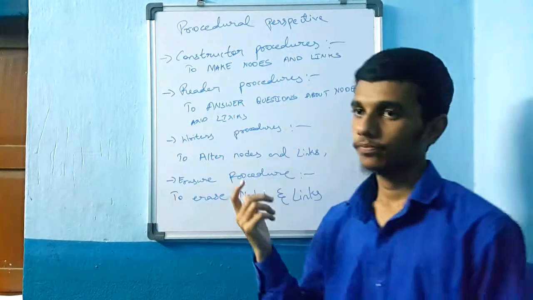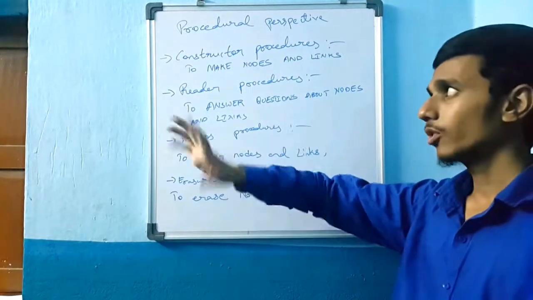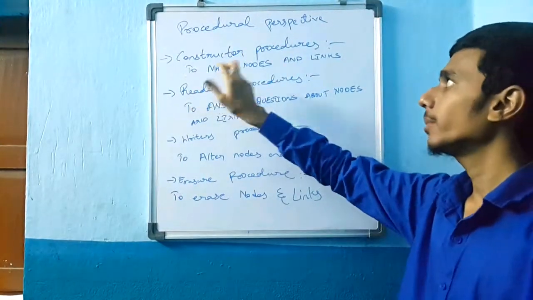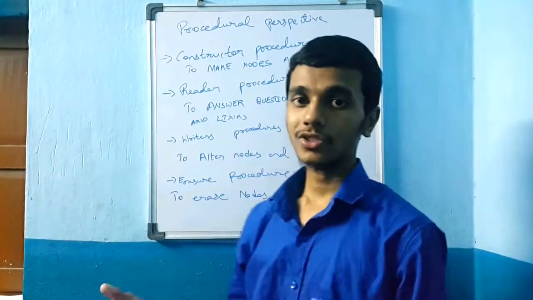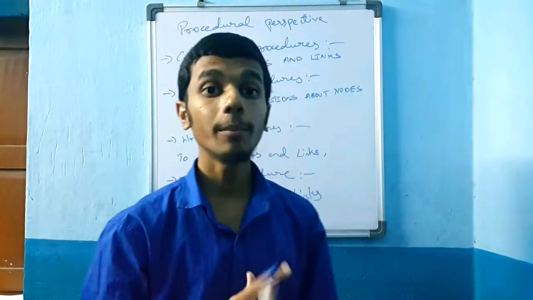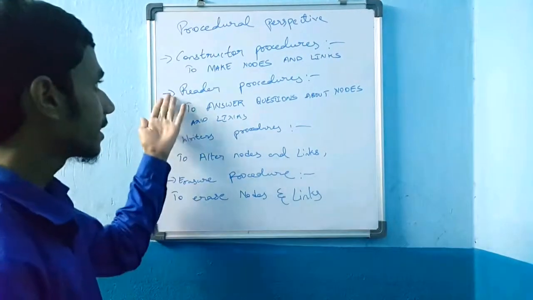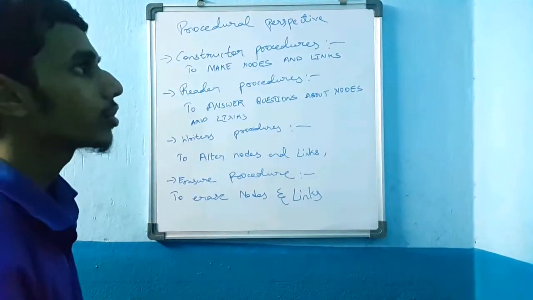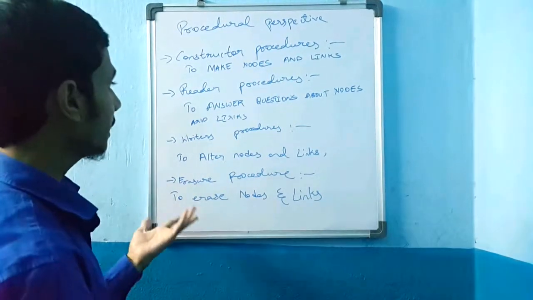What are these? By the name, just remember what the constructor procedure is. What does the constructor procedure do? It will make the nodes and links. And now the next is the reader procedure. The reader procedure will answer questions about nodes and links.